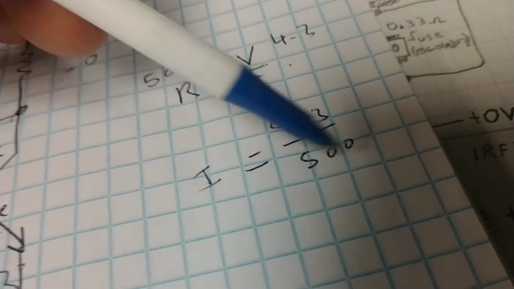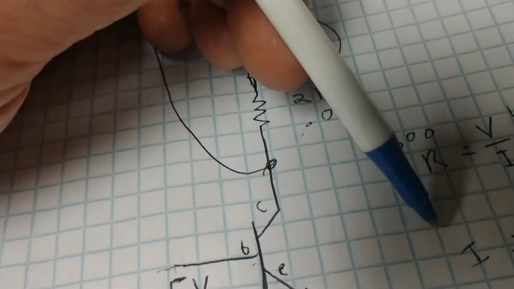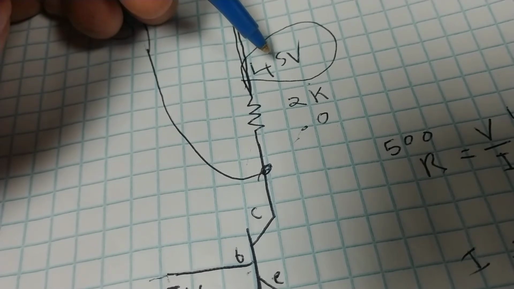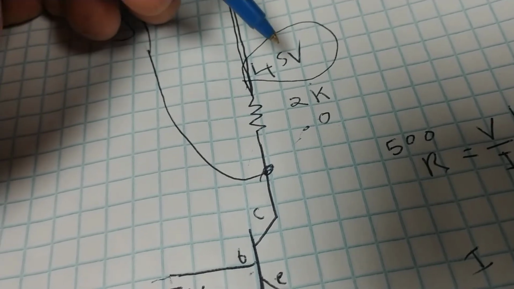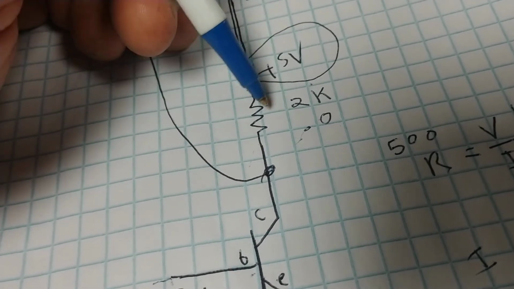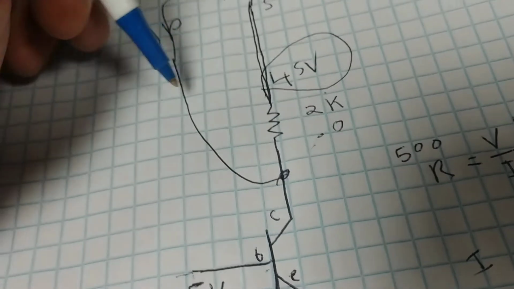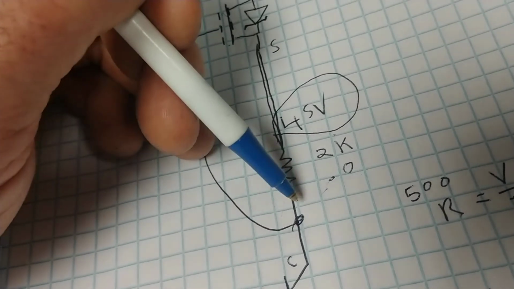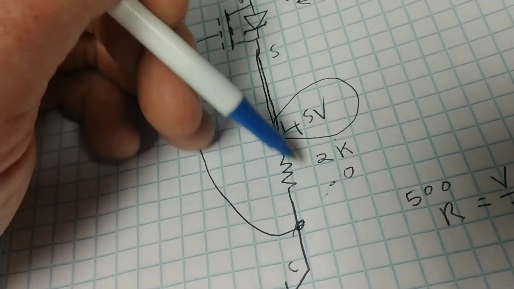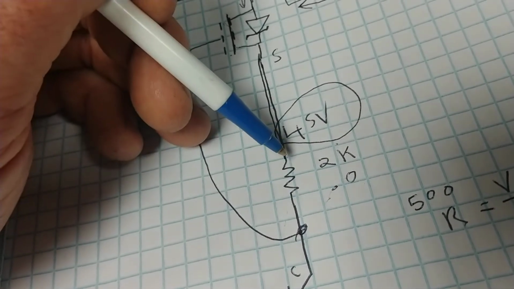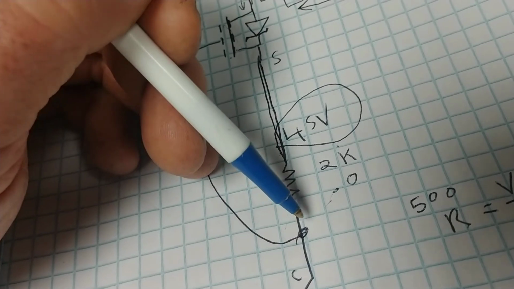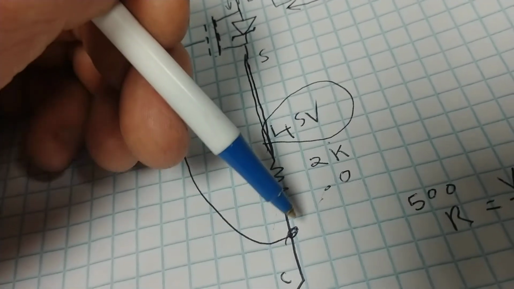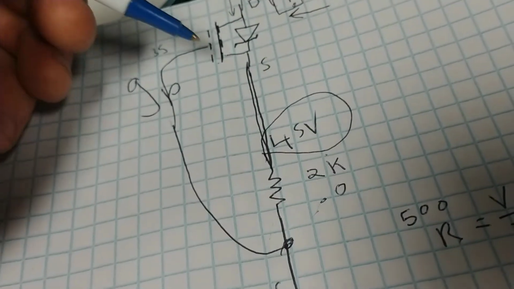4.3 divided by 500 gives what amount of current flow? And then you can use again Ohm's law. You know the resistance. You now know the current through it because the gate is not supposed to draw any current. And you can calculate the voltage drop across that resistor, which turns out to be pretty close to 20 volts when I did it.